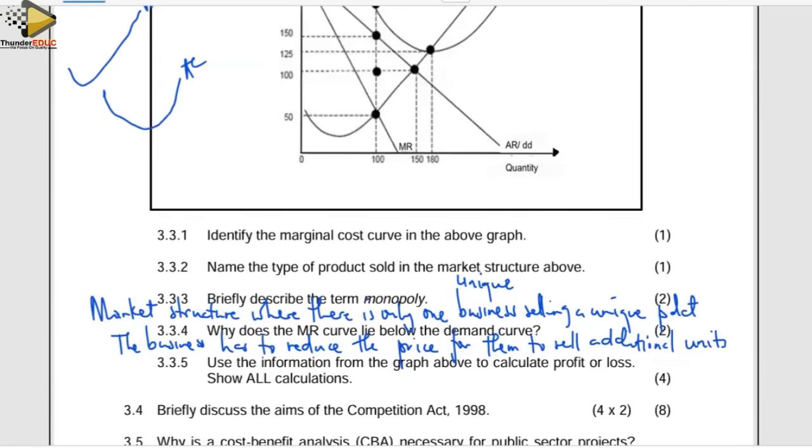That is why the change in total revenue will become lower, because for you to sell an additional unit, you are reducing the price. So by reducing the price, it means the marginal revenue, or the additional revenue, is going to get lower compared to the price that you are selling for that particular product. That is why we have the marginal revenue curve below the average revenue for a monopoly.